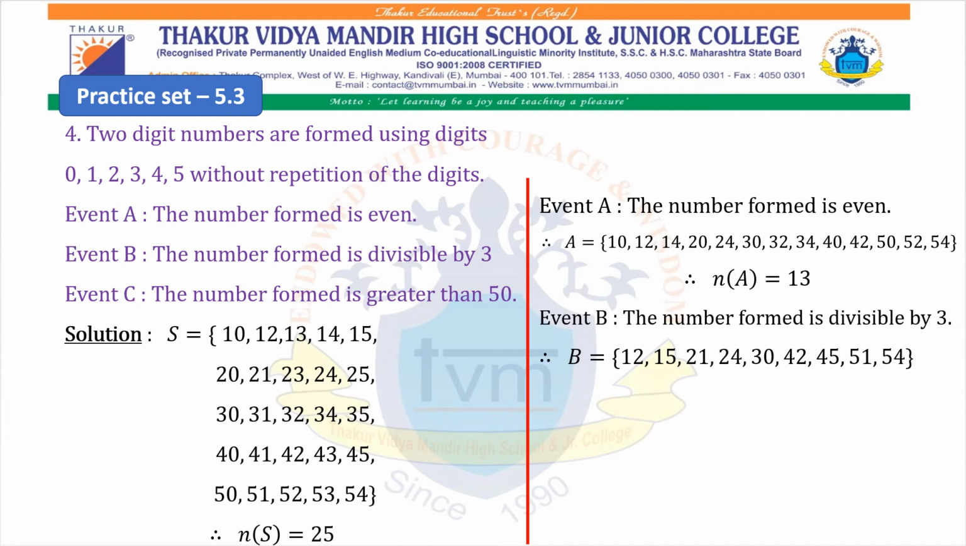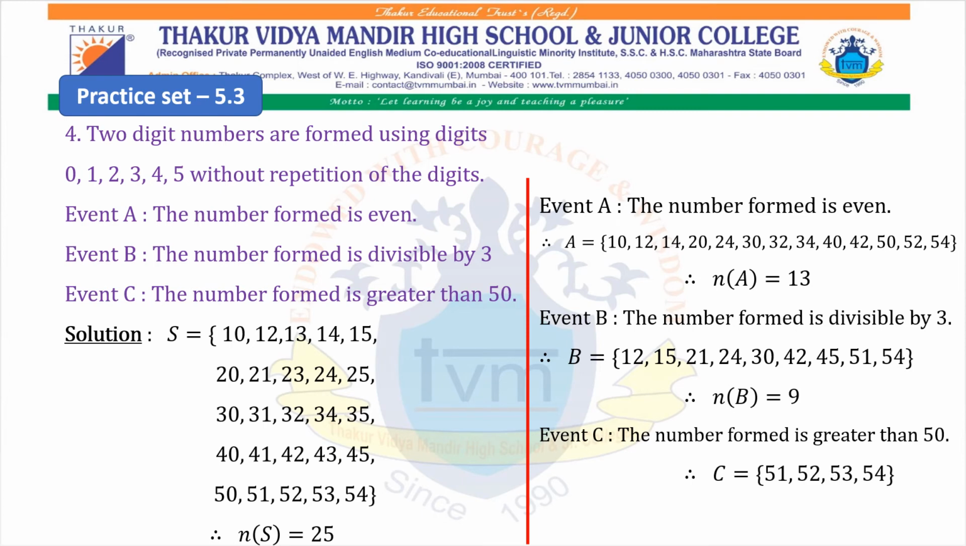Event B, the number formed is divisible by 3. Therefore, B = {12, 15, 21, 24, 30, 42, 45, 51, 54}. Therefore, n(B) = 9. Event C, the number formed is greater than 50. Therefore, C = {51, 52, 53, 54}. Therefore, n(C) = 4.